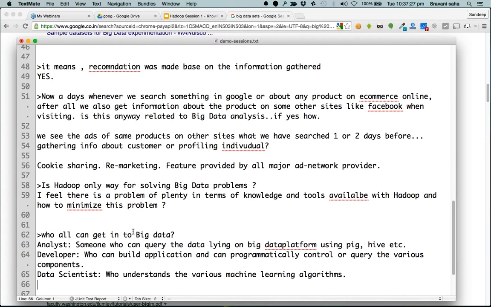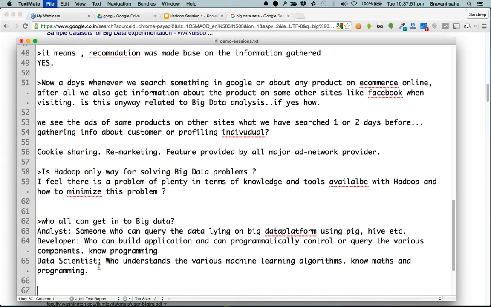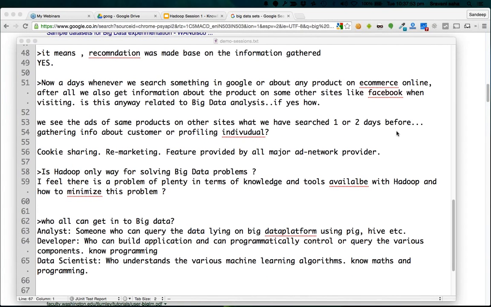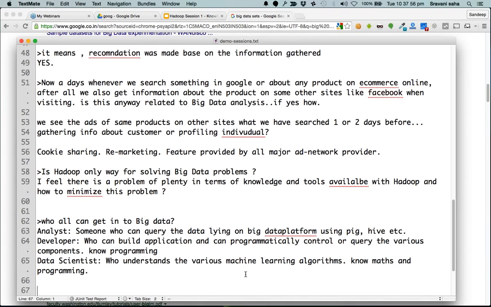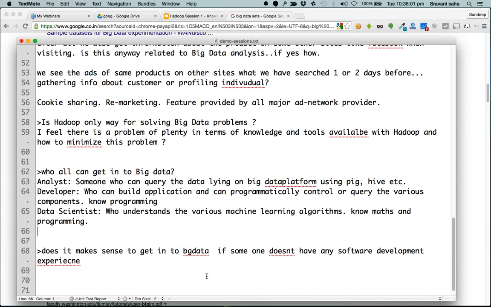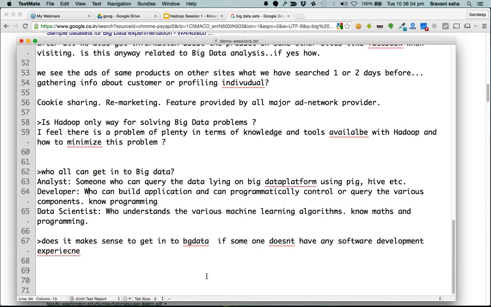Other than that, the developer and data analyst both need to know a bit of programming. A data scientist knows programming and knows maths well. So basically, you can fit into any of these domains, and you will be able to handle it.